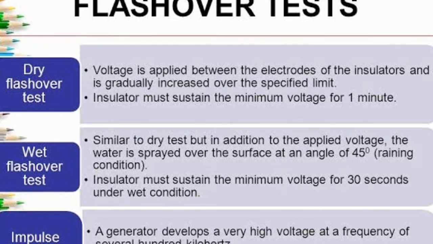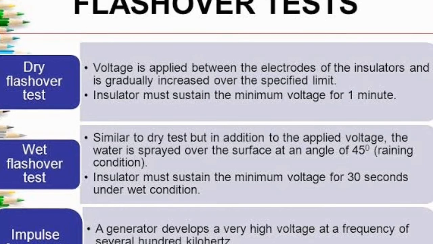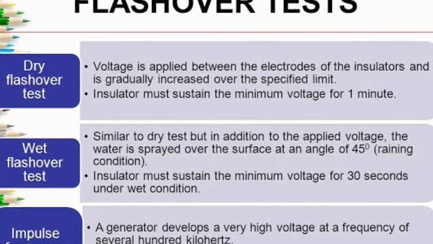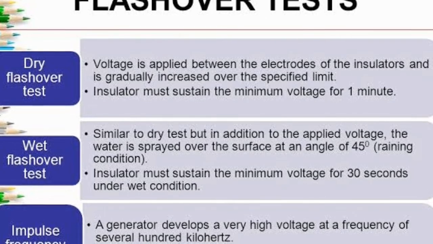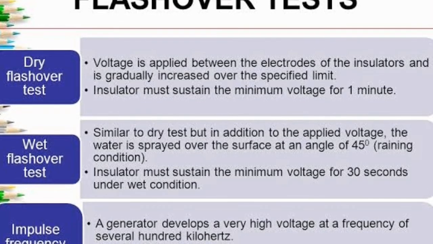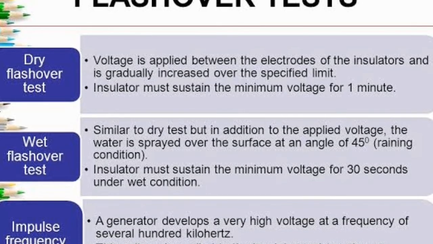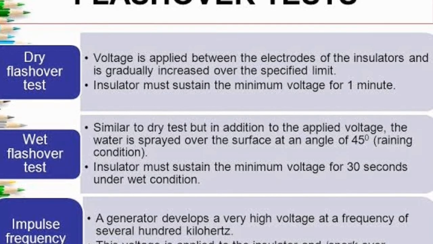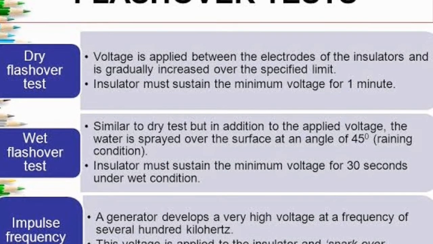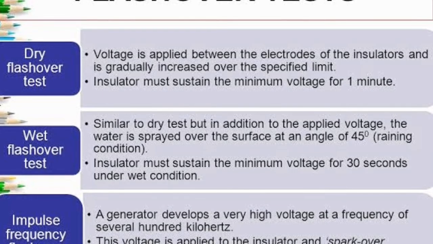So the wet flashover test is similar to the dry flashover test. The additional factor is that the insulator will be in raining condition: at an angle of 45 degrees the water is sprinkled on the insulator, and it should sustain the voltage that was applied to it for up to 30 seconds.